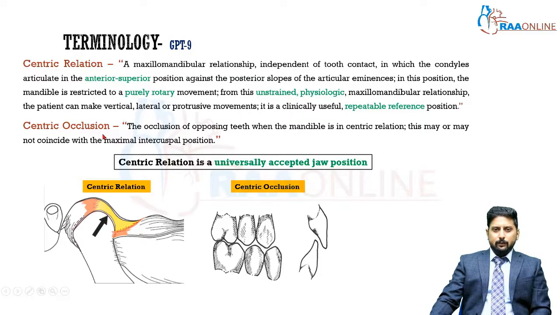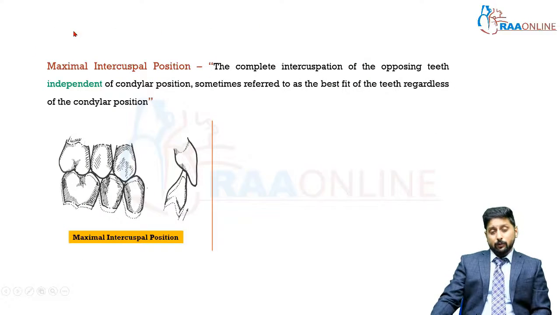What is maximal intercuspal position? Let's see that. The maximal intercuspal position is basically a tooth-to-tooth relationship. We saw that centric relation was a bone-to-bone relationship. So maximal intercuspal position is a tooth-to-tooth relationship that is independent of condylar position, right? So when the mandible has assumed the maximal intercuspal position, it does not matter whether the condyle is in a centric relation position or not.